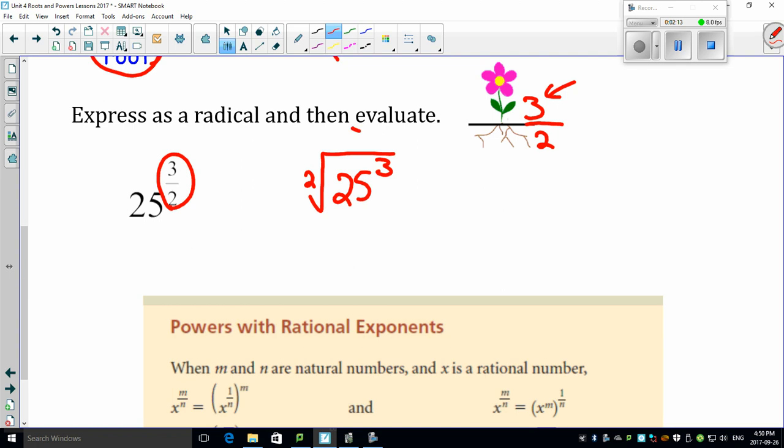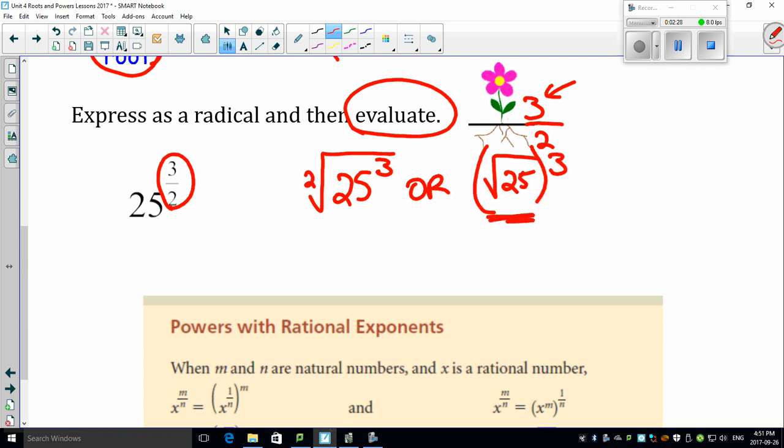Now, what does the word evaluate mean? The word evaluate means put it in your calculator. Okay? So you can write this way, or remember, you can write this as the square root of 25 to the power of 3. I like this method. I like doing the power second. And one of the reasons why I like doing the power second is because when you square root, you're dealing with a smaller number. Look at that. So 5 to the power of 3 is 5 times 5 times 5, which is 125.